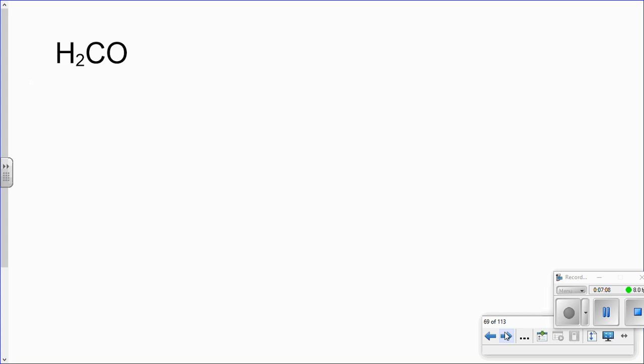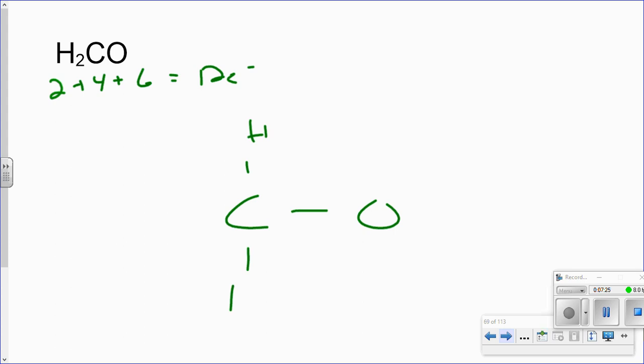Let's try this one. Add up the valence electrons. 2 plus 4 plus 6 is 12 valence electrons. The thing that can form the most bonds, if carbon's ever mentioned, that's your central atom, period. So put carbon in the middle. Let's put hydrogen around it. You could have put hydrogen over here if you wanted. It doesn't matter where you put it. It'll move on its own, I assure you.